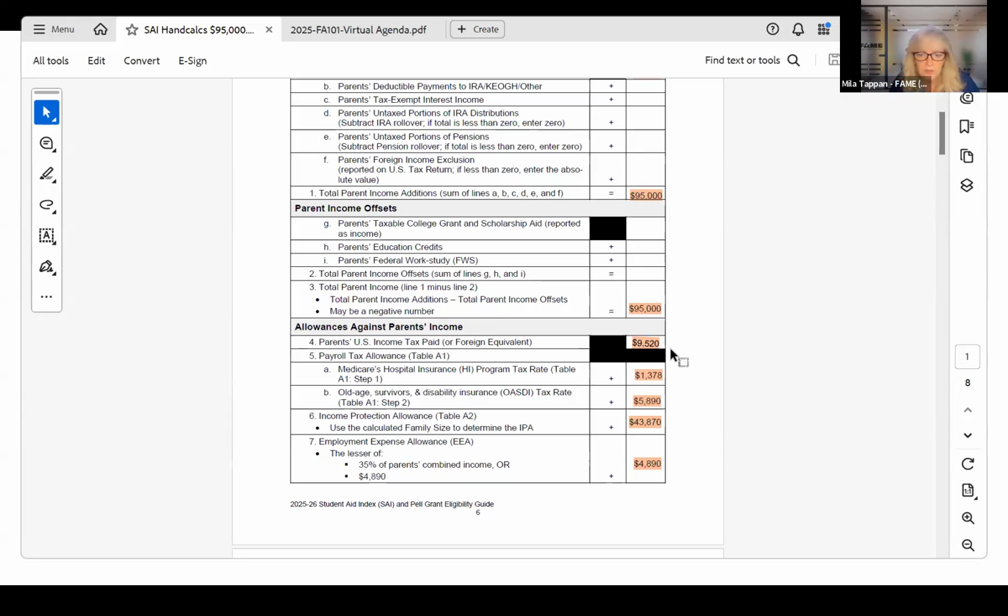So let's walk through those. The first one is the taxes paid. Obviously, if a family earns 95,000 and they pay 9,500 or a little bit more in taxes, that money's not available to them to pay for higher ed.